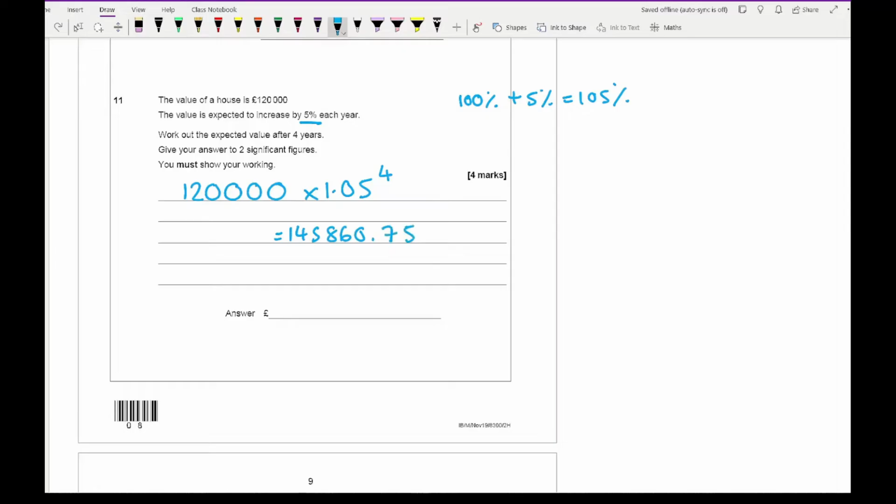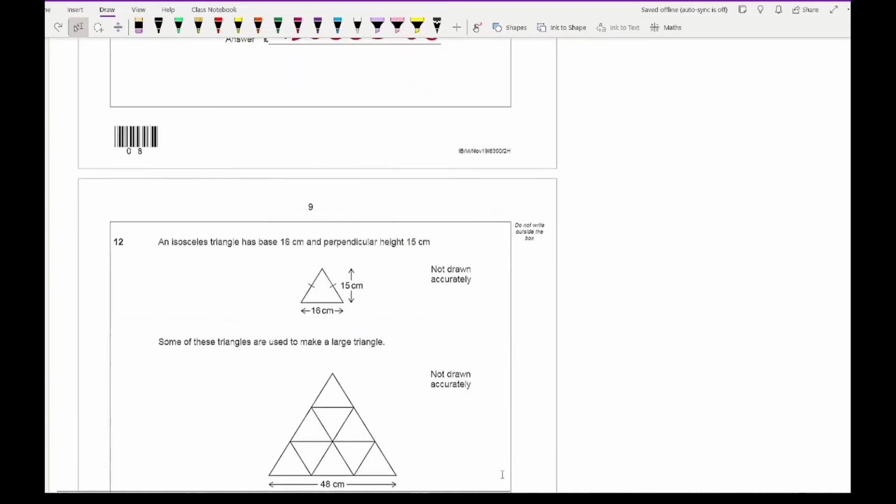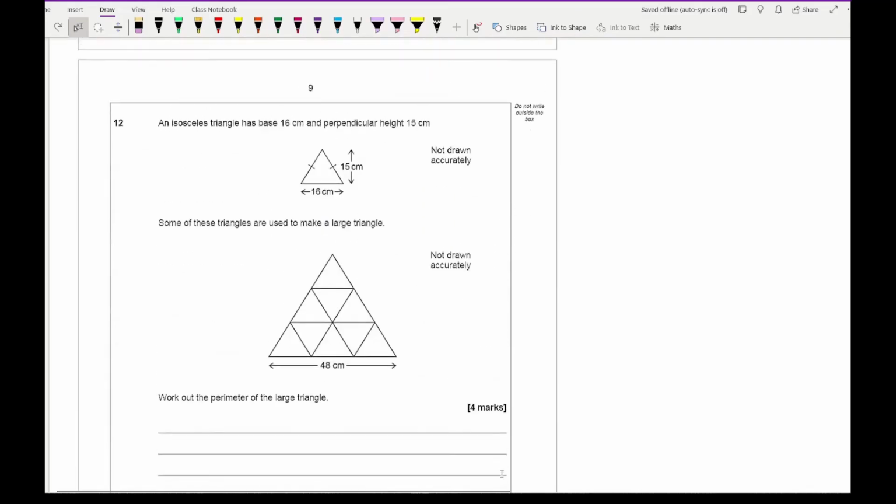Now to 2 significant figures, the second significant figure is my 10,000. So what I want to then do is look at the number next to it, which is more than 4. So it's going to be 150,000 and then 0.00. Then moving on to question 12.